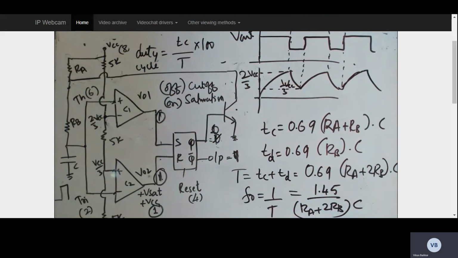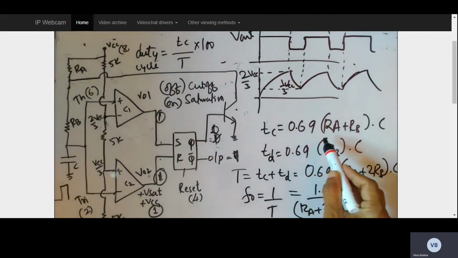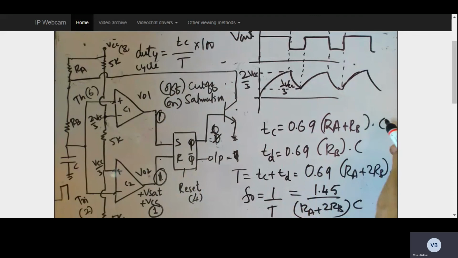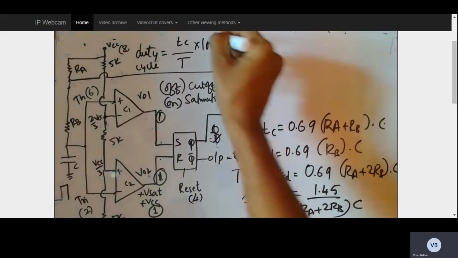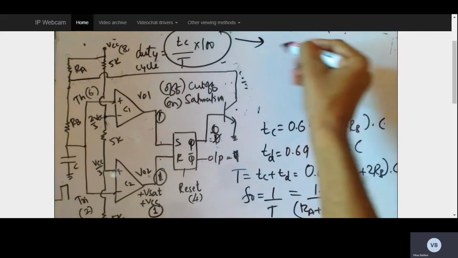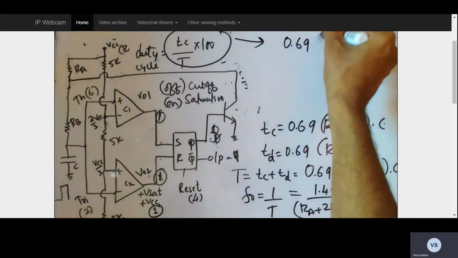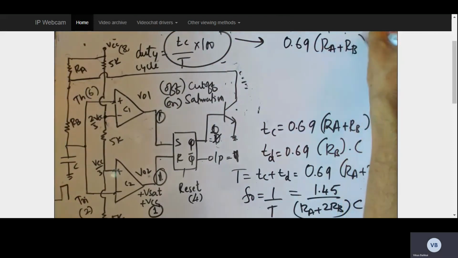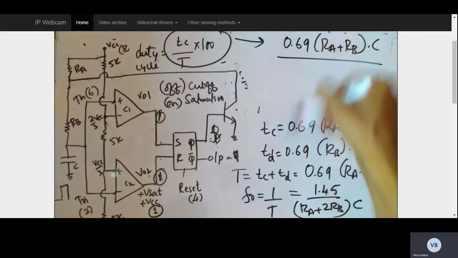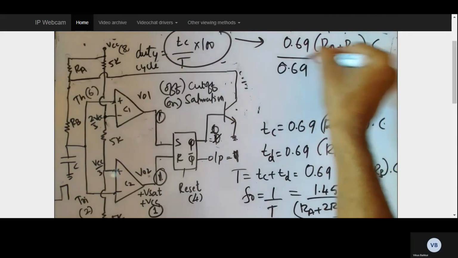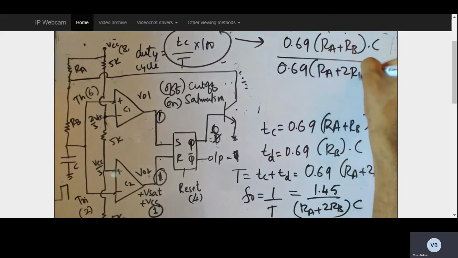And if I mention what the TC value is, that is 0.69 times (RA plus RB) multiplied by C, whole divided by 0.69 times (RA plus 2RB) multiplied by C. So let me show it over here, the duty cycle equation. TC value is what? Here 0.69 times (RA plus RB) into C. Total time equation is what? Here I have 0.69 times (RA plus 2RB) multiplied by C. So the C cancels out, 0.69 cancels out. So this will be my duty cycle multiplied by 100.